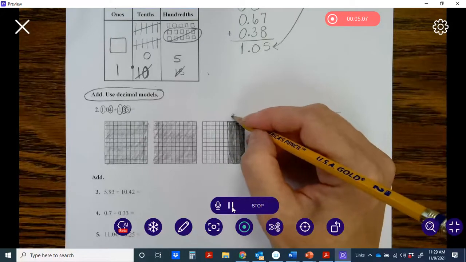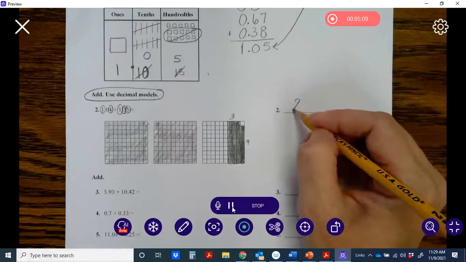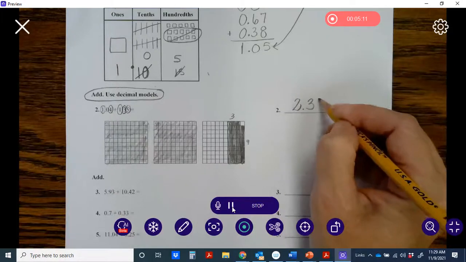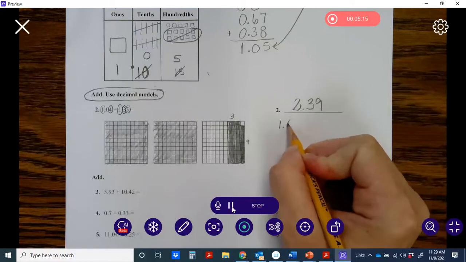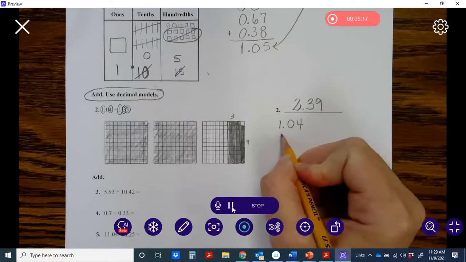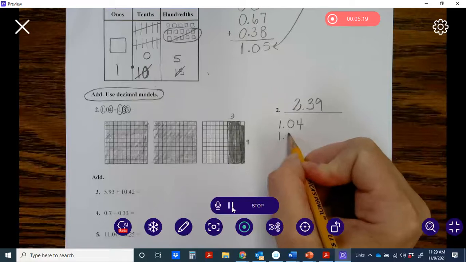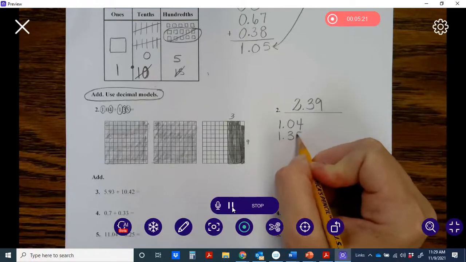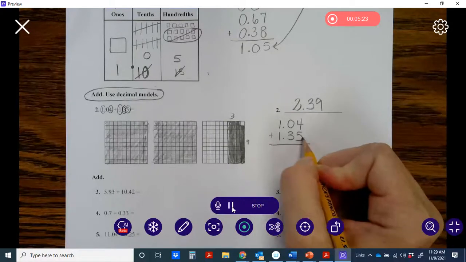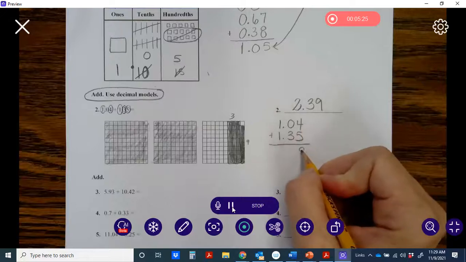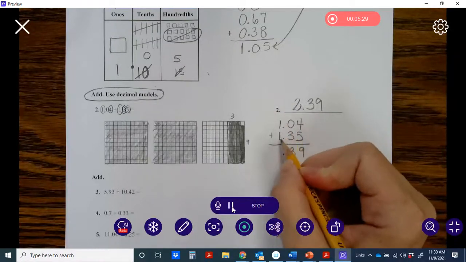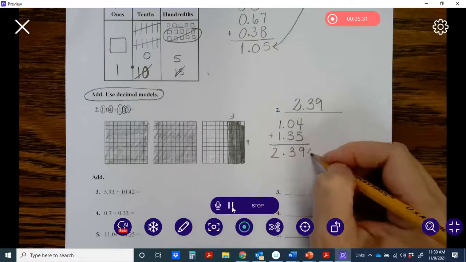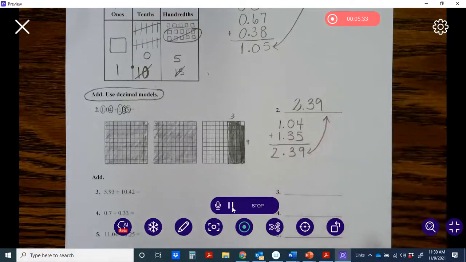Okay, so that would give me 2 and 39/100ths. And if we want to double check our answer, we can. Again, we want to line up our decimal points for addition. 5 plus 4 is 9. 0 plus 3 is 3. 1 plus 1 is 2. And our answers match.